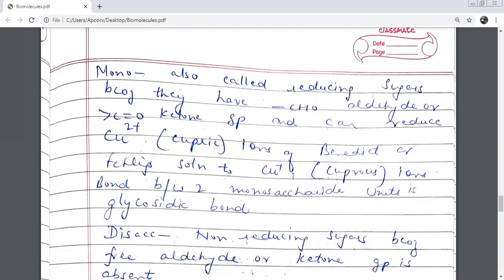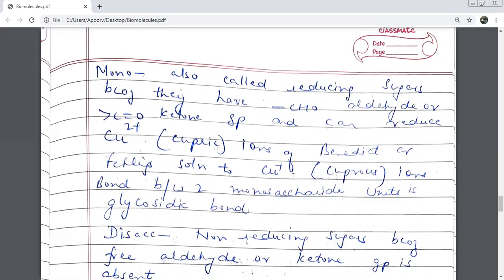Which category of carbohydrates or saccharides are known as reducing sugars? Monosaccharides. They are called reducing sugars because they have which two groups? Either they can have one or the other. Aldehyde or ketonic. And because of the presence of these groups, whether an aldehyde or a ketone, they become reducing in power. They can reduce the cupric ions into which ions? Cuprous ions.